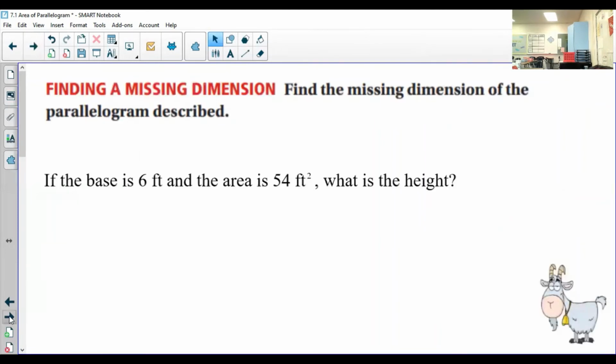Now, the next type of problem, what do the directions say? Find a missing dimension. Find the missing dimension of the parallelogram described. If the base is 6 feet and the area is 54 feet squared, what is the height?